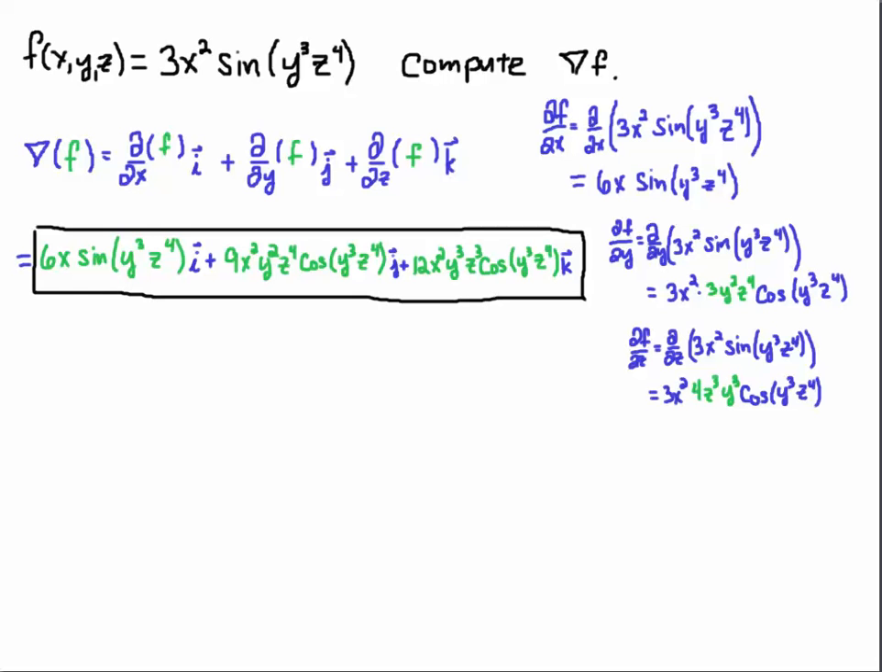And then I box that in, and that is the gradient of the scalar function, where we have the partial with respect to x in the first component, the partial with respect to y in the second component, and the partial with respect to z in the third component.